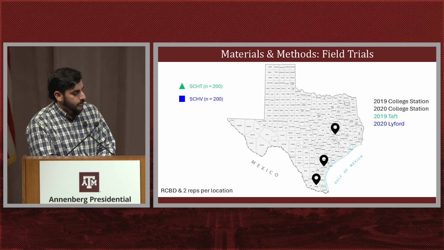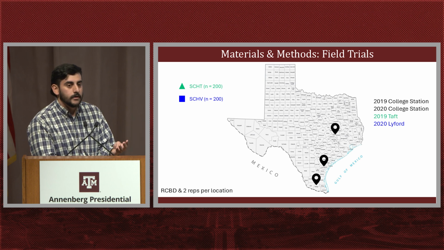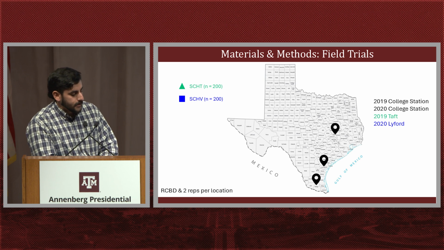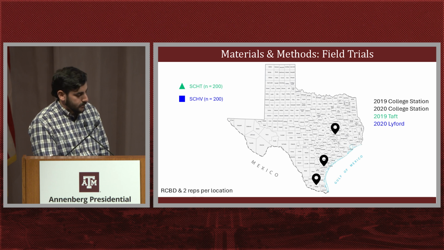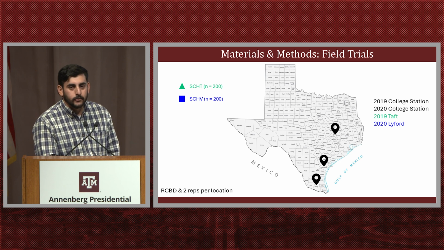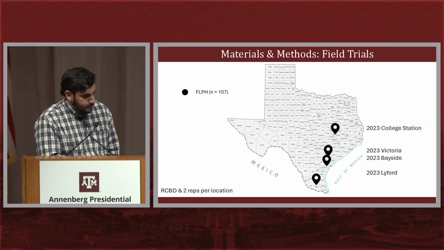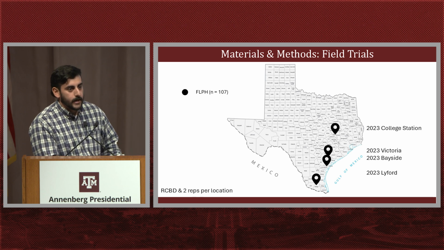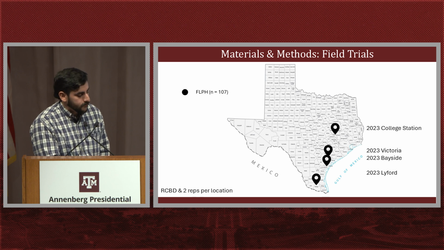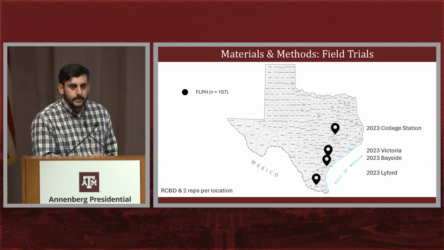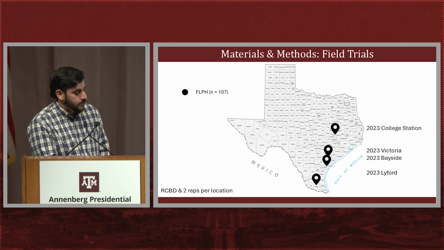The first wave, those 2 trials, were planted across 4 environments in Central and South Texas. College Station is where we're located right now, and both years got both sets. The first year in 2019, Taft got the green set, and then in 2020, Lyford got the blue set. Those were RCBDs, 2 reps per location. And the following wave of hybrid evaluations was in 2023, across 4 environments in 4 locations, still focused on Central and South Texas, and still an RCBD with 2 reps per location.